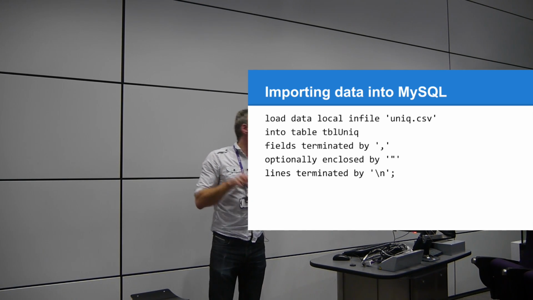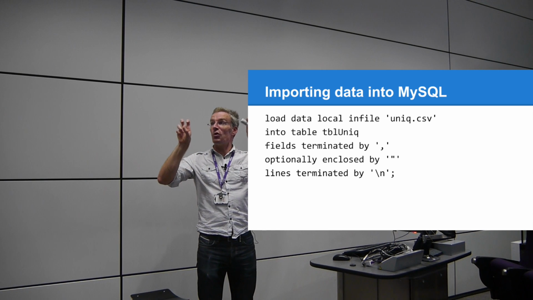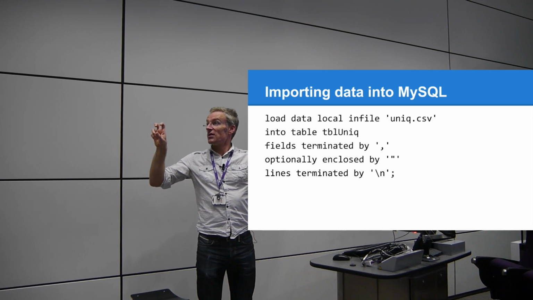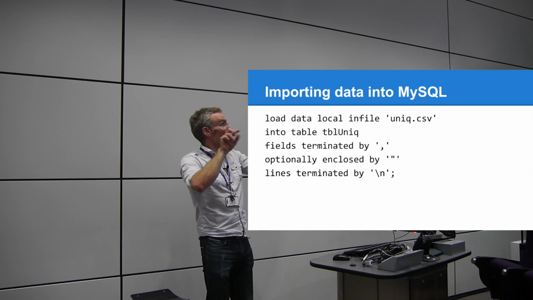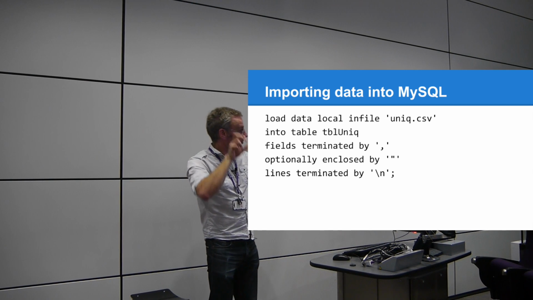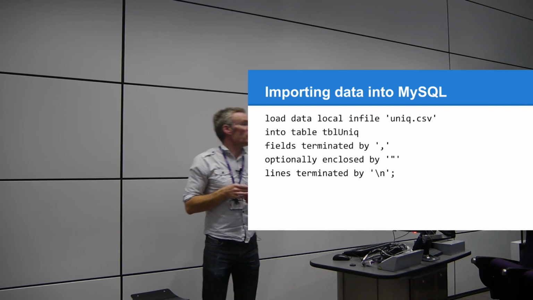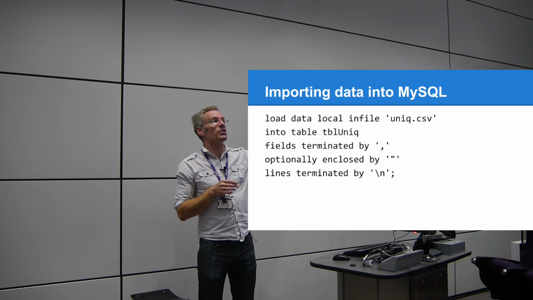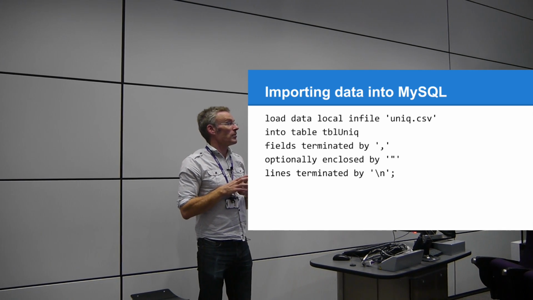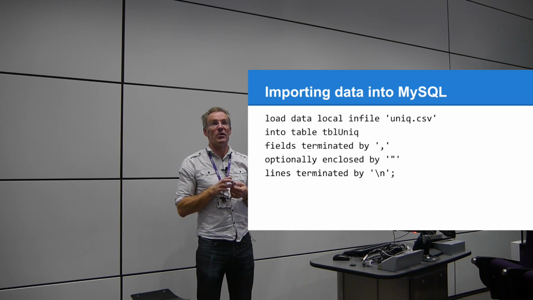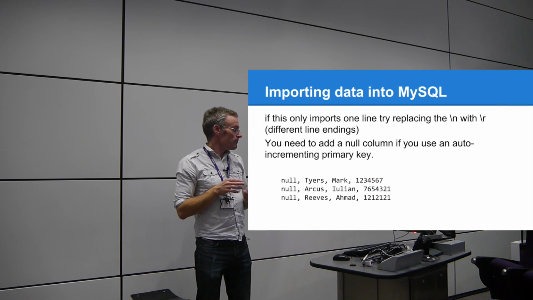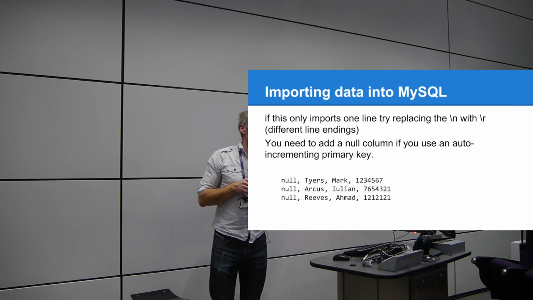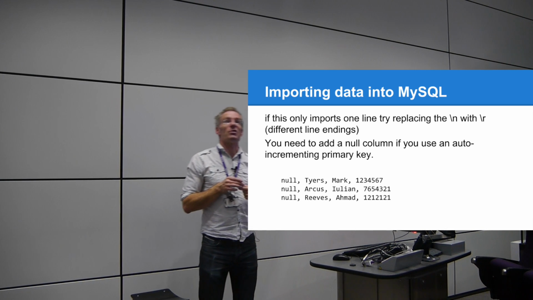Optionally enclosed by double quotes, because sometimes you have double quotes around some of the values. If you've got commas inside some of your strings, you have to put double quotes around them in the CSV file. Lines terminated, so each line finishes with the standard new line character that everyone uses, apart from Windows. And there's my CSV file ready to import. It just imports them beautifully.